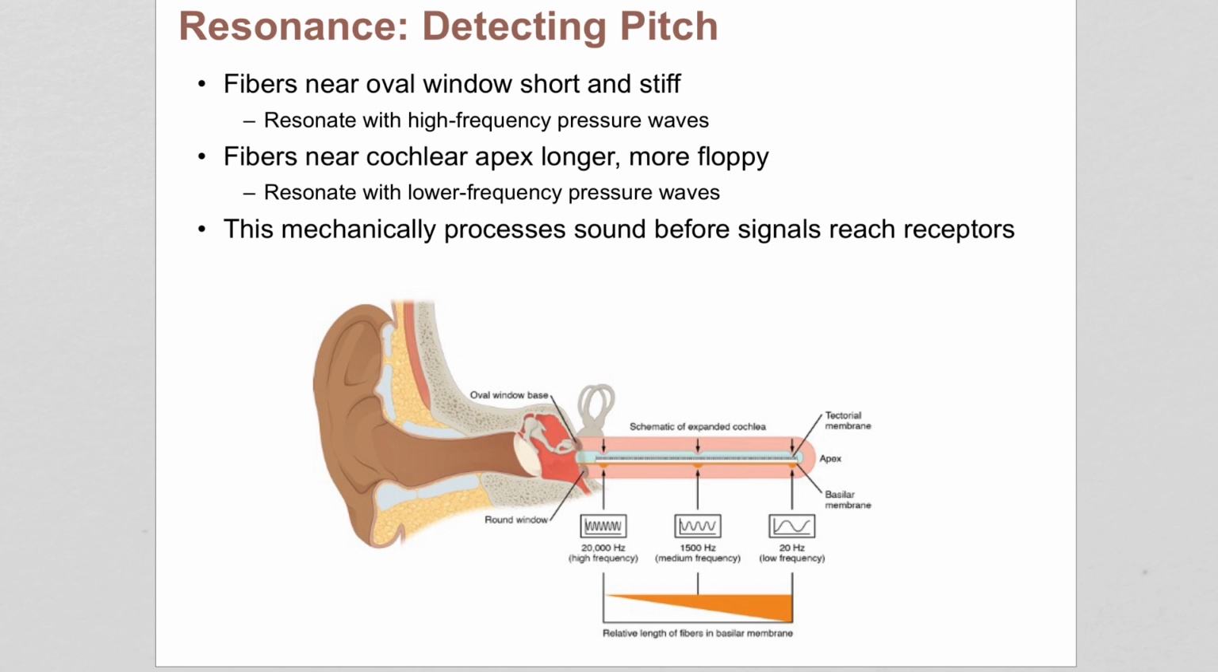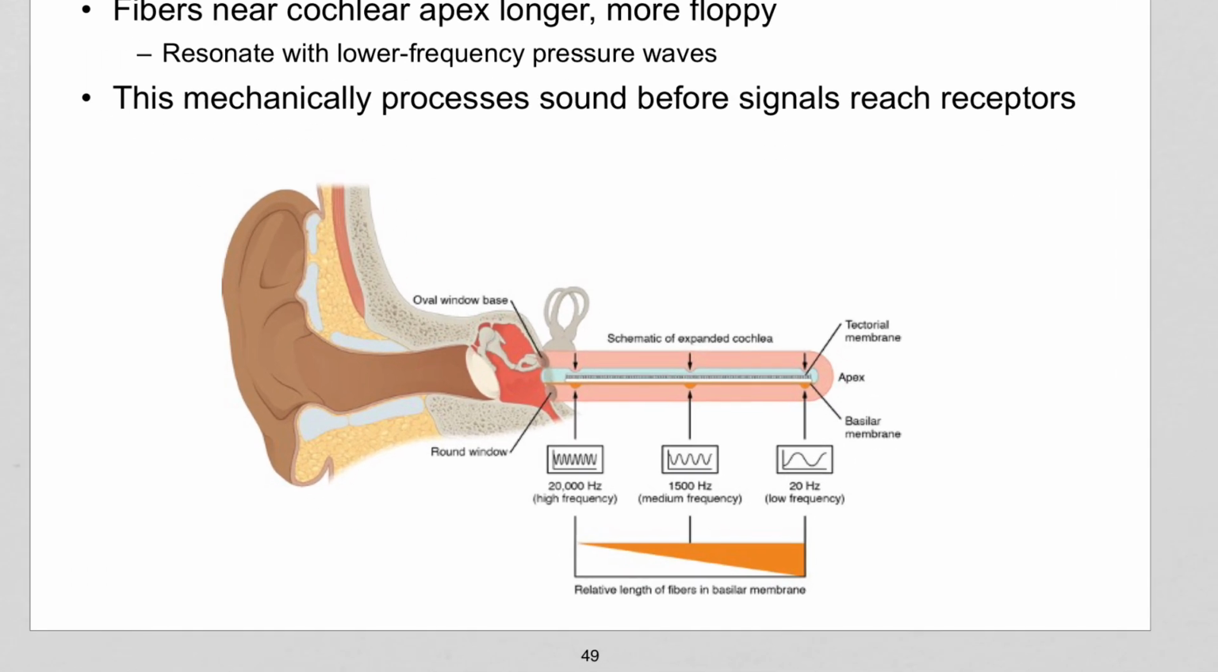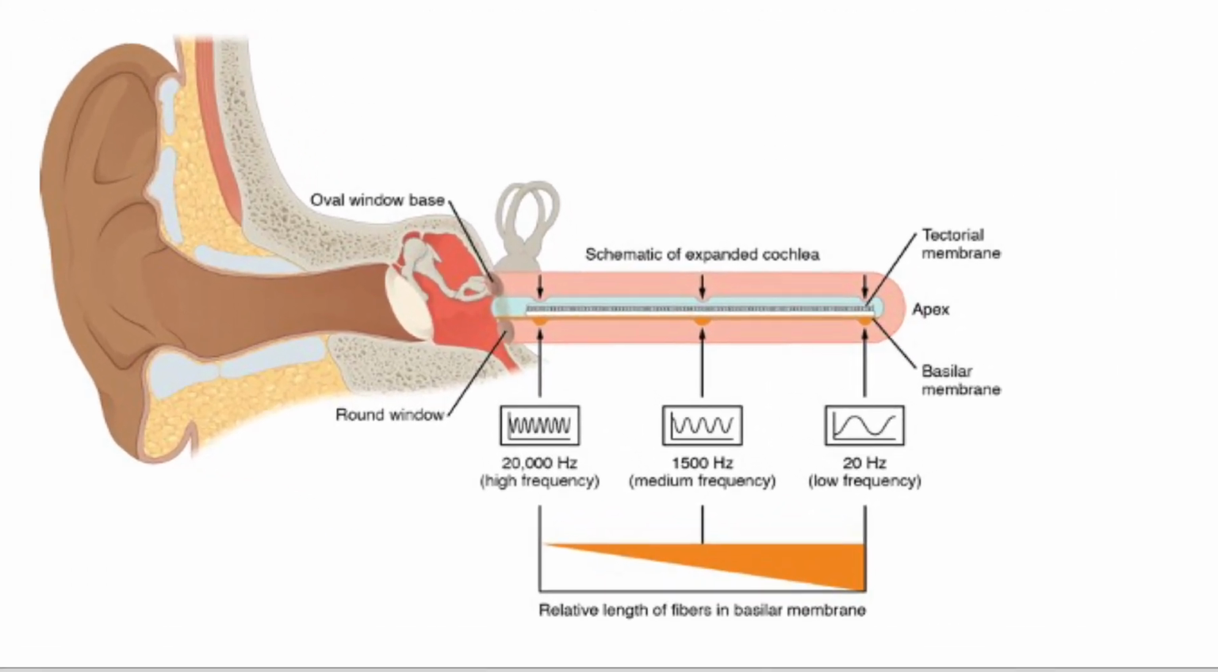The next issue is detecting pitch. How do you tell the difference between low notes and high notes? In this illustration, they're imagining what the cochlea would look like if you unrolled it. So in reality, your cochlea is the snail shell organ up here. We're just saying, pretend that we unrolled it into a straight tube. The way it's set up is the beginning of the cochlea, the base, has very, very tight, short connective tissue fibers, and they resonate really well with high frequency sound.